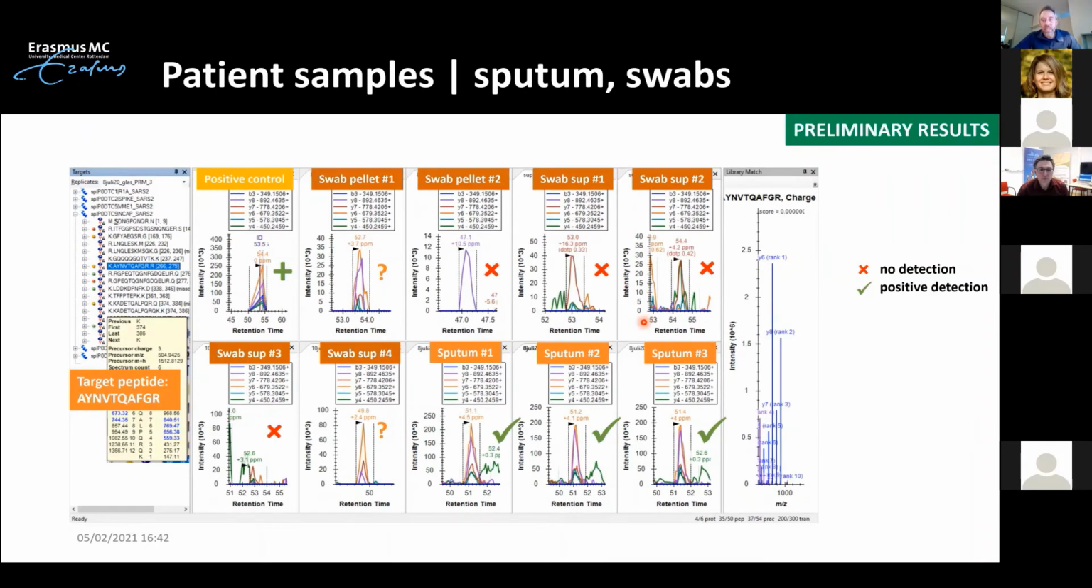If you compare this to the results of the swab samples, it is clear that sputum on a glass slide as a sample works much better. So these are sputum samples here, in which we could all detect the peptide, and these are swab samples in which we could not.